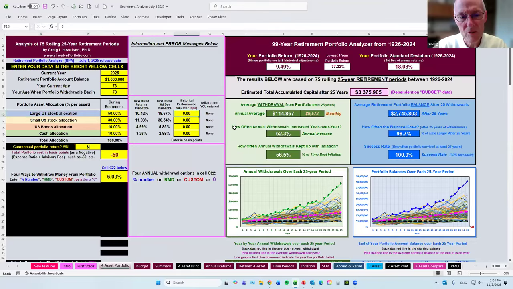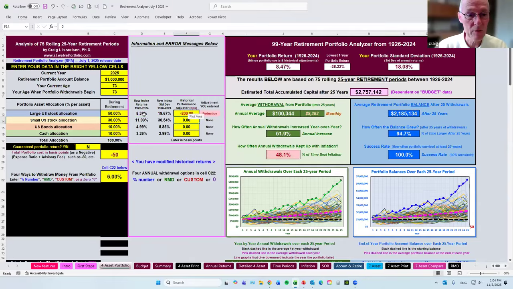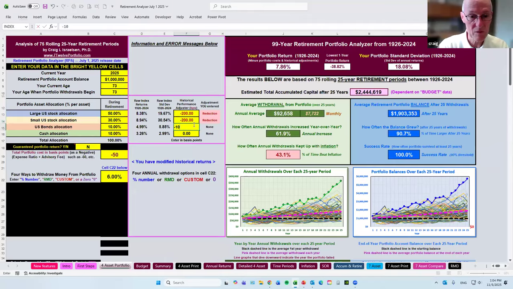So you could say, I get it. My historical return for large stock over the last 99 years has been 10.42%. And you say, I don't think it'll be that going forward. Okay, well then take 200 basis points off. Now you're at 8.38. And take 200 basis points off small stock, and take 100 basis points off of bonds, and take 50 basis points off of cash. All right, so you've entered some reductions. Then you look at your results.